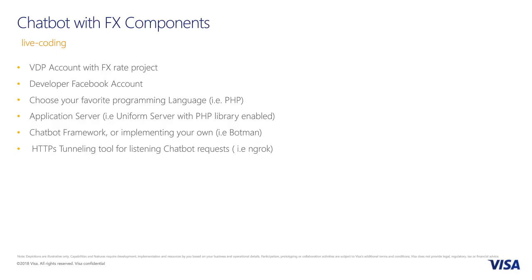And lastly, we're going to need an HTTPS tunneling tool for listening to your chatbot requests. Since I'm going to start this live coding on my local machine, that's why you're going to need some HTTPS tunneling. Again, it's not required to use the one I'm suggesting, ngrok. You can use any other one or even implement your own listener. Okay, so having said that, we're going to start our live coding. I'm going to start sharing my screen.